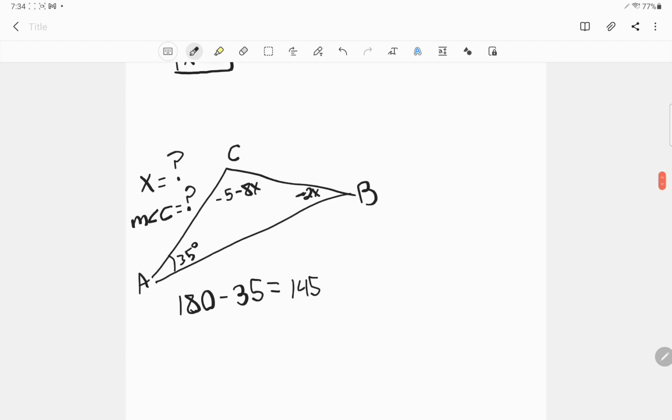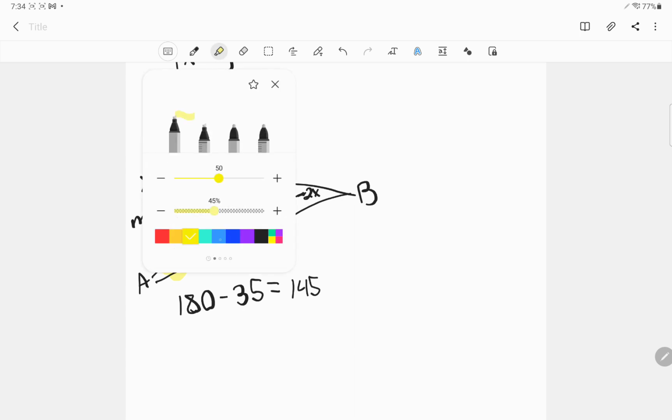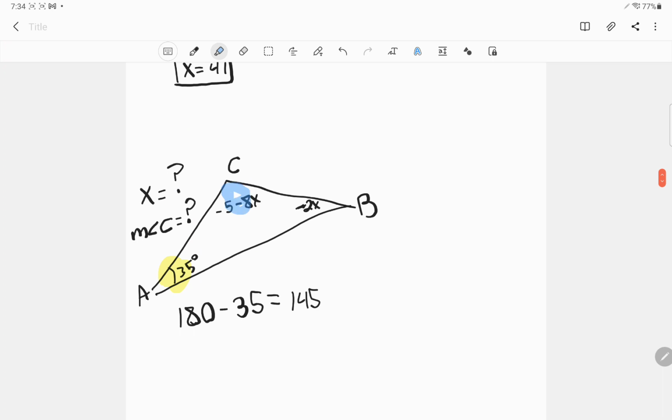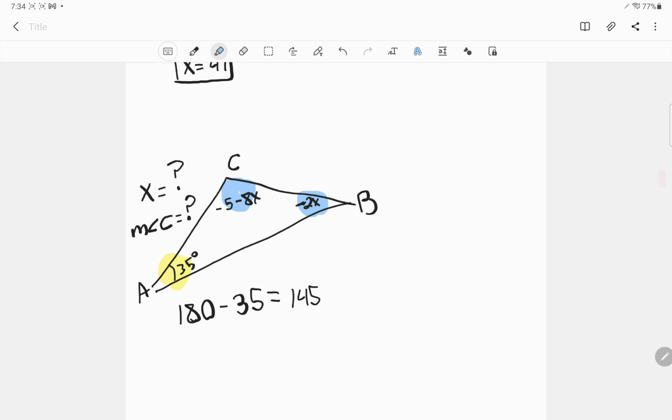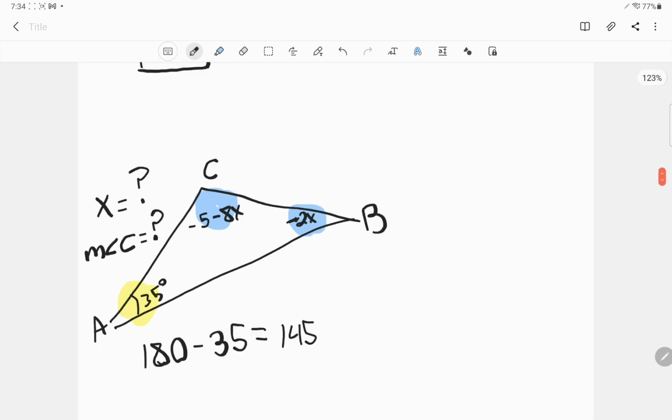Well, I know this angle. I'm going to highlight it. I know this angle is 35, right? But because I subtracted 35 from 180, now I know that this angle right here and this angle right here are both going to equal 145. So I'm going to write it out just so you can see what I mean. The measure of angle C plus the measure of angle B is going to equal 145. That's exactly what I'm saying.